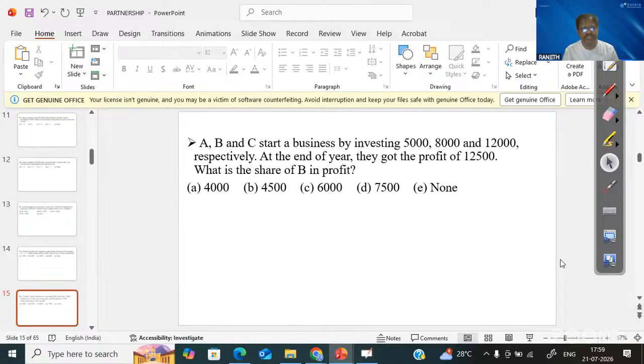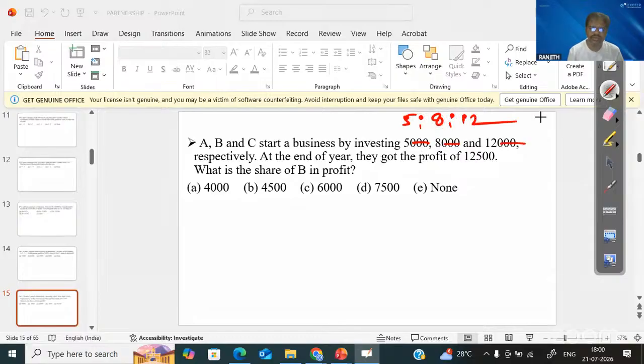A, B, C started a business by investing 5,000, 8,000, 12,000. In all the cases, three zeros are cancelled. So the investment of A, B, C equals 5, 8, 12. At the end of the year, they got a profit of 12,500 rupees. What is the share of B?